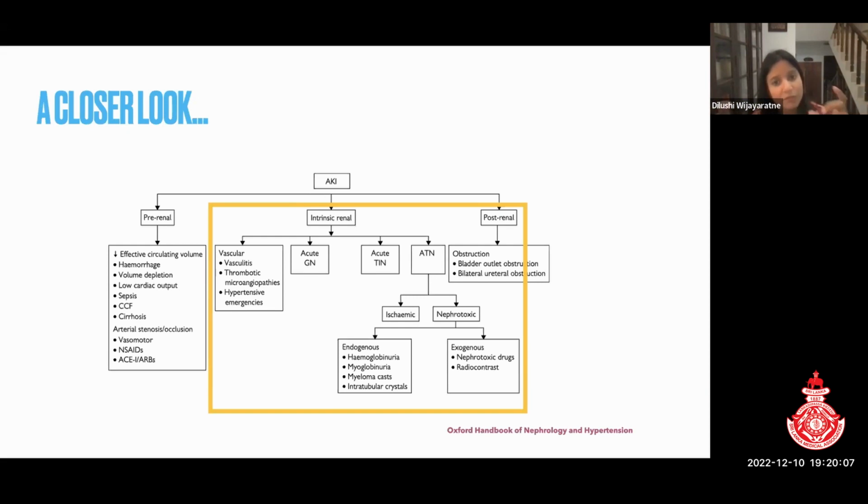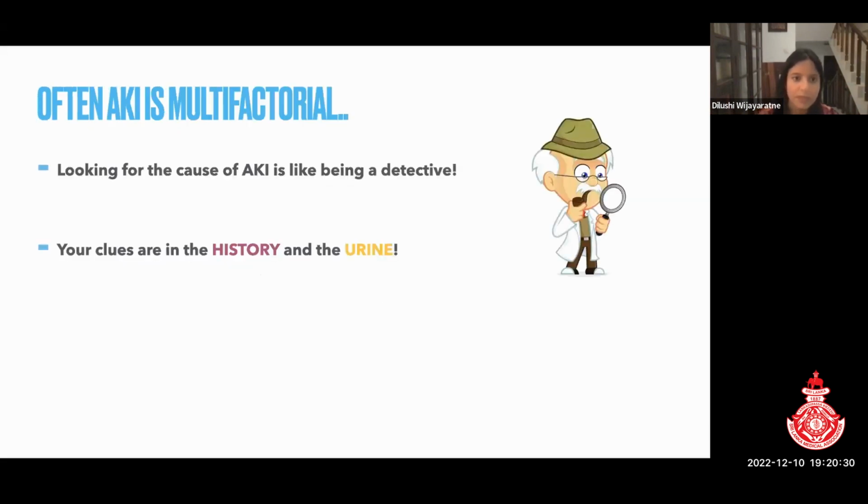possibilities, because you have to remember, particularly in these patients who are multimorbid, and coming in with AKI in the setting of another illness, the AKI is often multifactorial. So you have to look into the possibility of any of these contributing. Right. So often AKI is multifactorial, and looking for the cause of AKI is like being a detective. Your clues are in the history and in the urine.